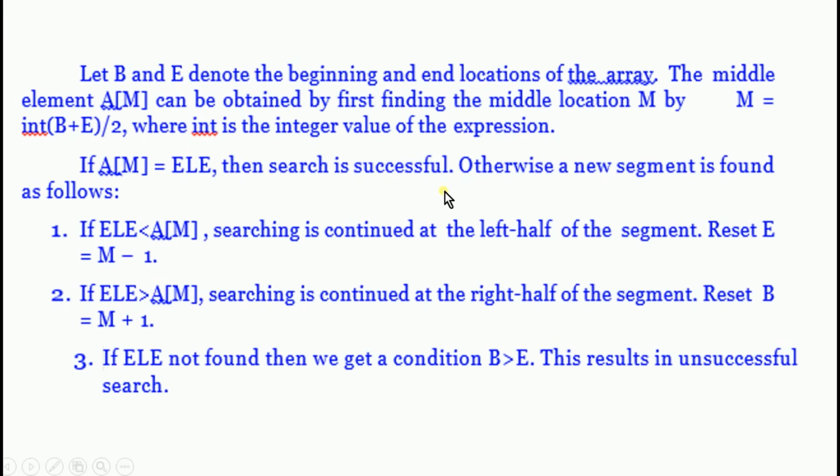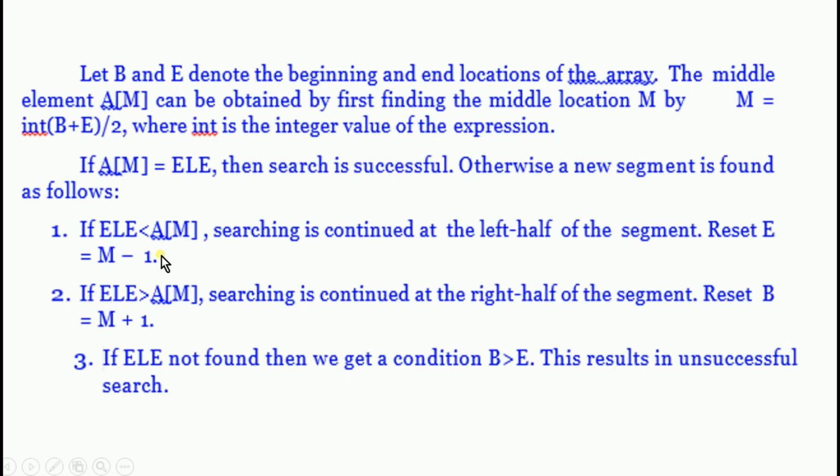B and E denote the beginning and end location of the array. The middle element A of M can be obtained by finding the middle location M, where M is equal to int of (B plus E) divided by 2, where int is the integer value of the expression, as we have seen in the example. If A of M is equal to the element, then the search is successful. Otherwise, again we will try to find out the new segment or new part.